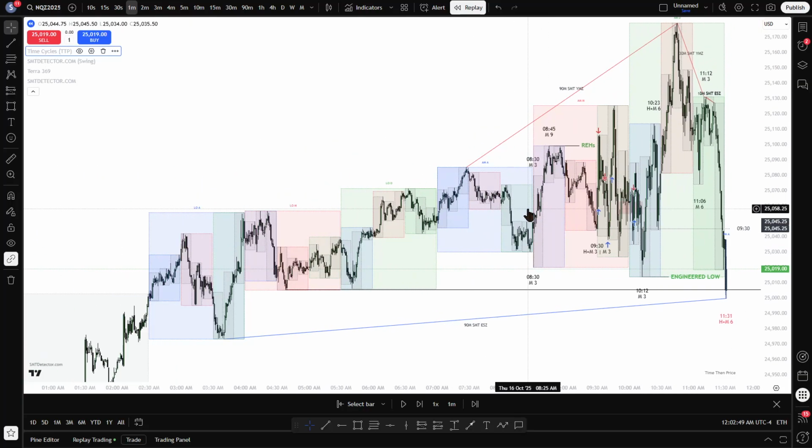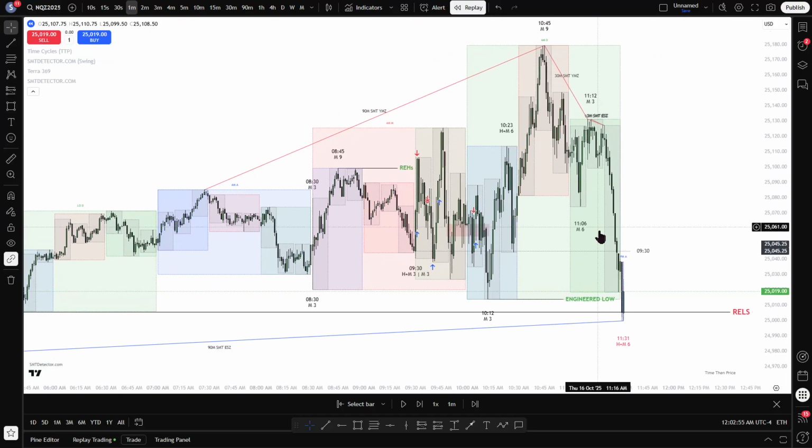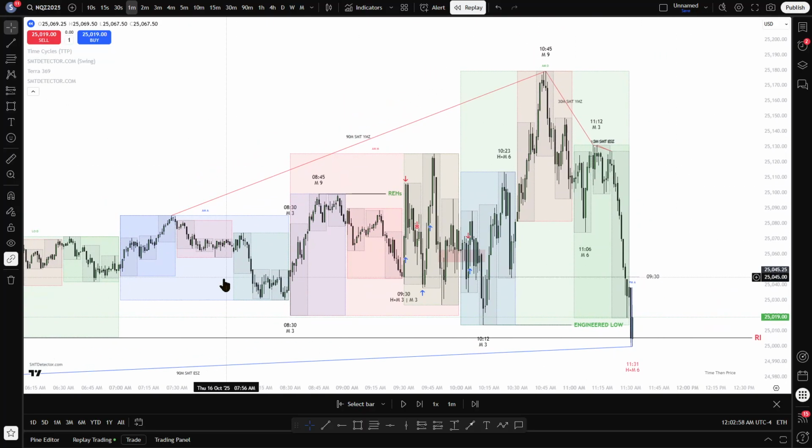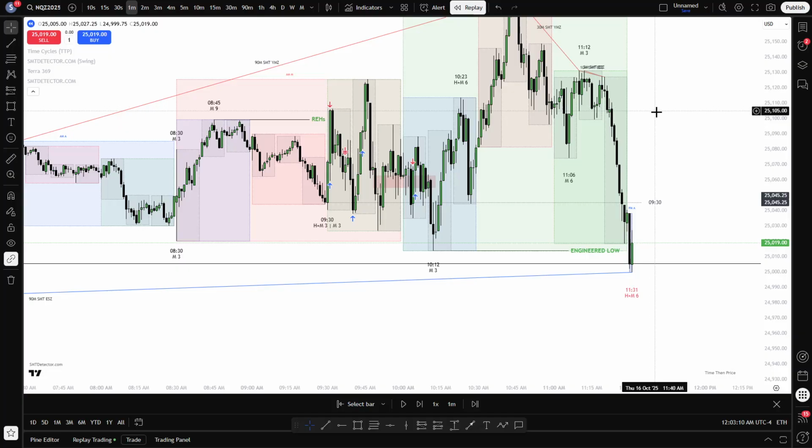Also, you'll notice that whenever there is a delivery like this, a very slow grind up, you'll see a fast delivery down next, because this is a high resistance liquidity run and this is a low resistance liquidity run. This was so slow, this is so fast. This is what we should look for.